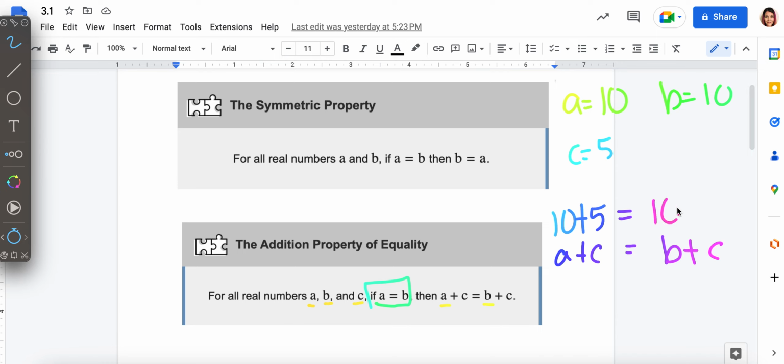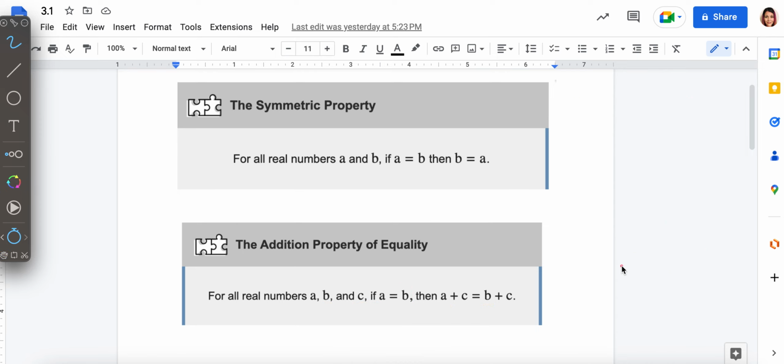Well, B is also 10 plus 5. So 10 plus 5 is 15, 15 equals 15. It's the same thing, but A and B have to be the same. So if we state that A equals B, then A plus C equals B plus C because you're plugging in the same number for A and B. So adding C is going to be the same.